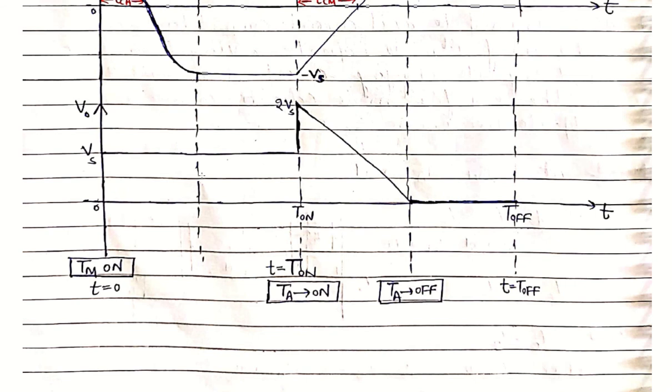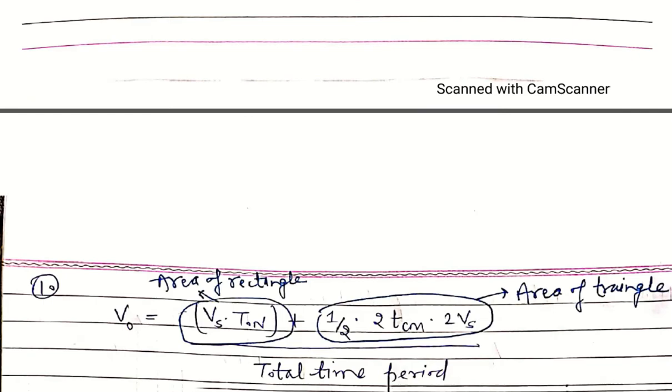So if we want to calculate this area, then we apply Vs into T on, which is the area of this rectangle. And what is the area of this triangle? Which is half into base into height. So base will be this and height will be 2 Vs. So in this way we can calculate the area under the curve of this voltage waveform.